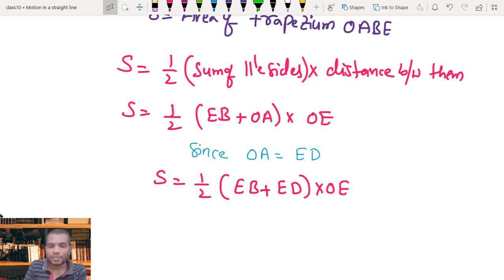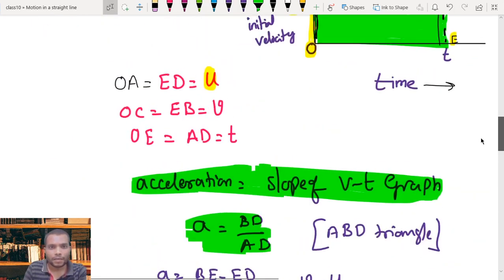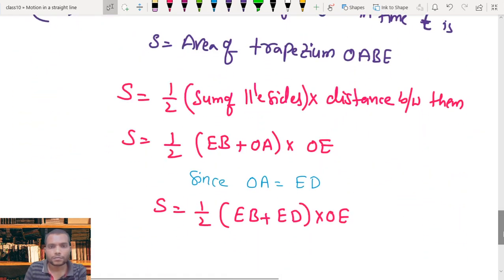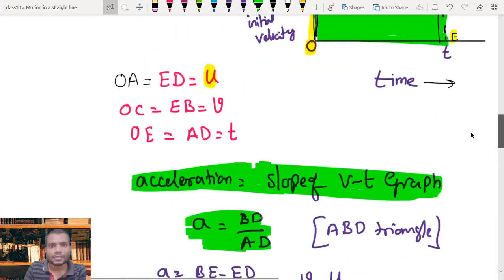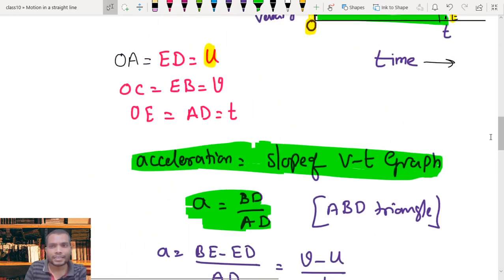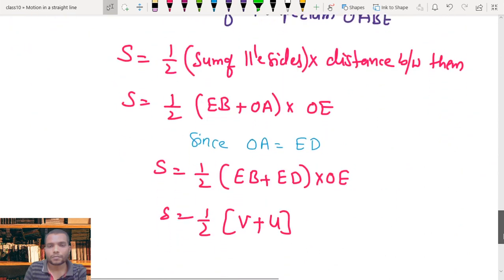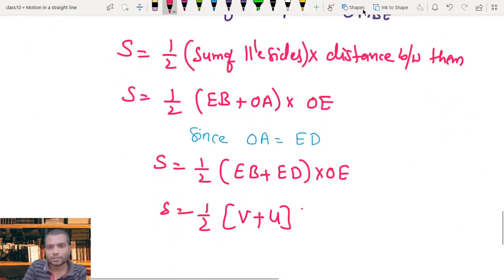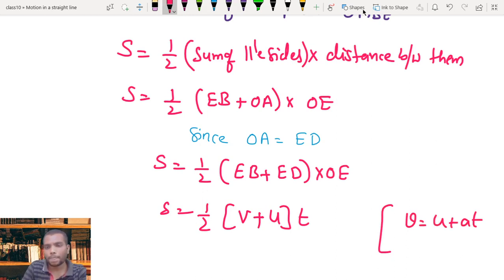Now from the earlier expressions, let us substitute the corresponding values. What is EB? I have the value here, EB equal to V, so S equal to half into V plus ED, ED equal to U, times OE. OE is nothing but T. So here the OE value is nothing but T, so times T. So from the first equation of motion, we can write V equal to U plus AT, and V minus U upon A equal to T.